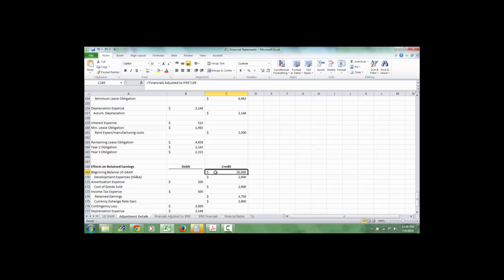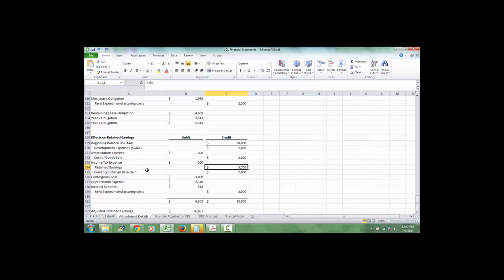So, we had a beginning US GAAP balance on retained earnings of $50 million. We subtracted expenses for development. We added amortization expense. Then we subtracted from cost of goods sold for the inventory adjustment. Then we added income tax. Then we adjusted retained earnings for the retrospective inventory. Then we adjusted for a currency gain. And then we adjusted for a contingency loss, depreciation expense on our lease, and interest expense. And then we adjusted for the fact that we don't have manufacturing costs.